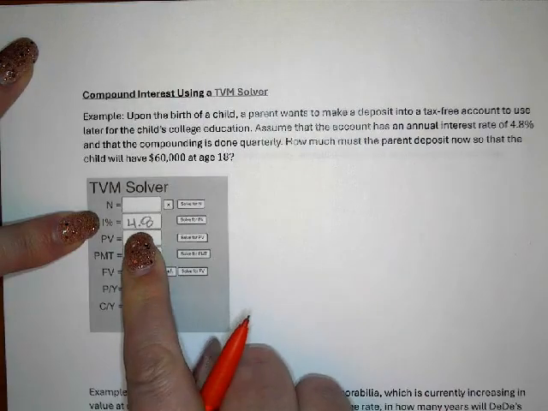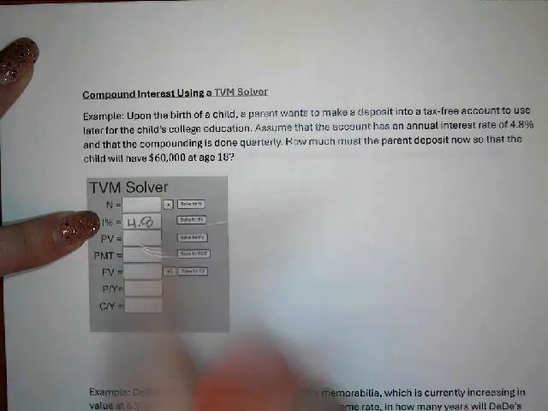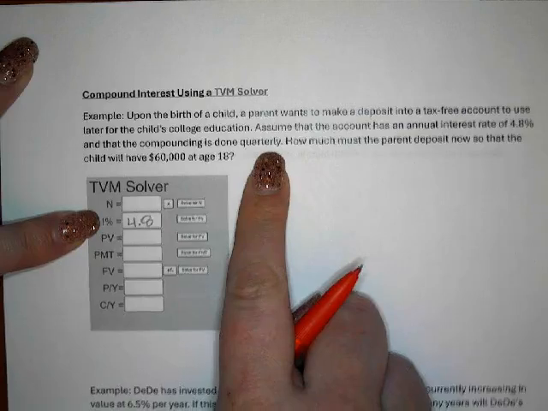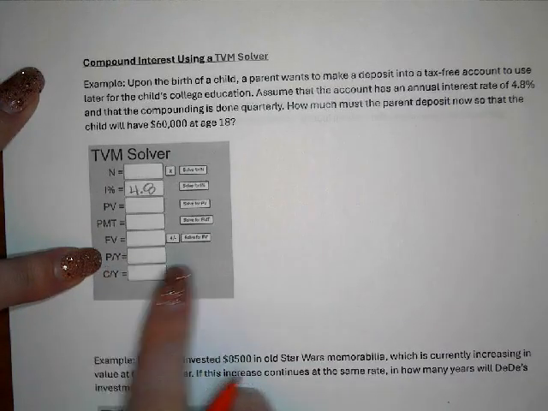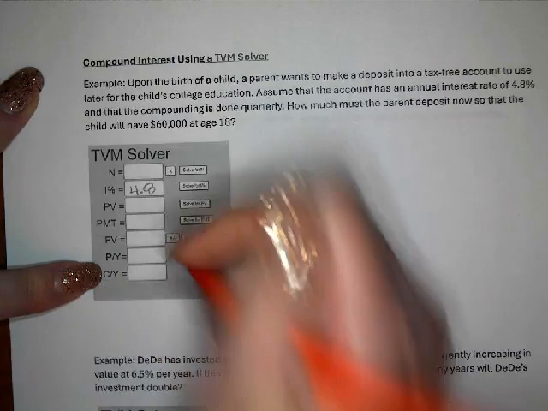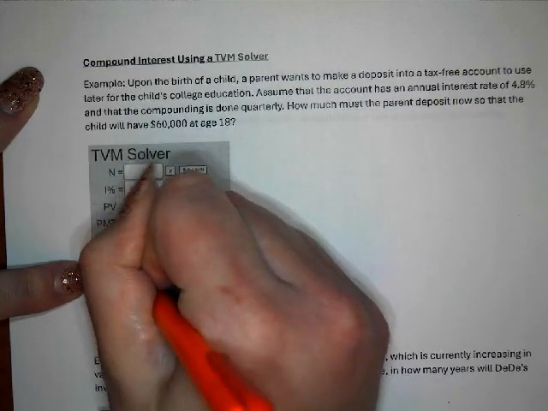And that the compounding is done quarterly. This means the number of payments per year or the number of compoundings per year, and you're always going to put the same number in both places.